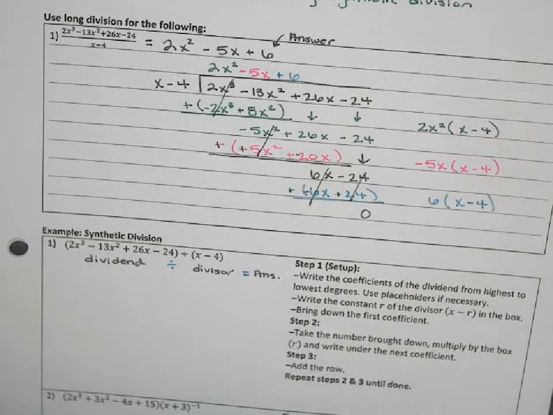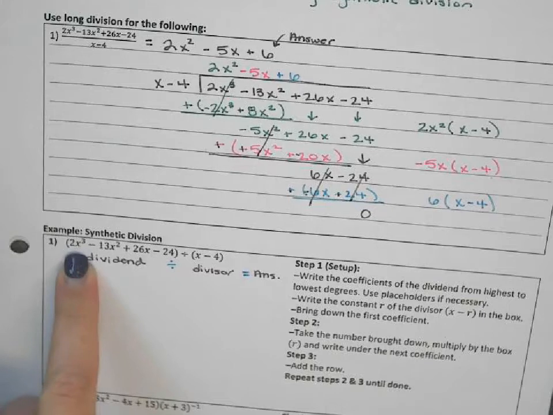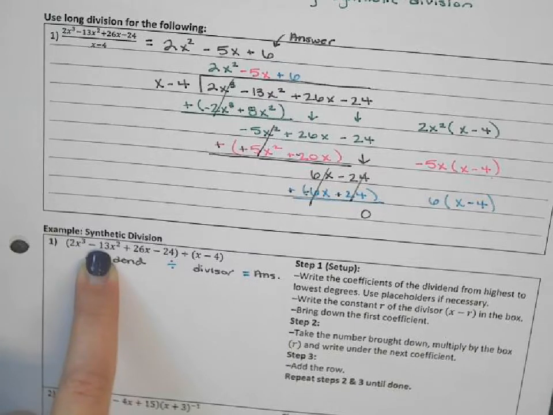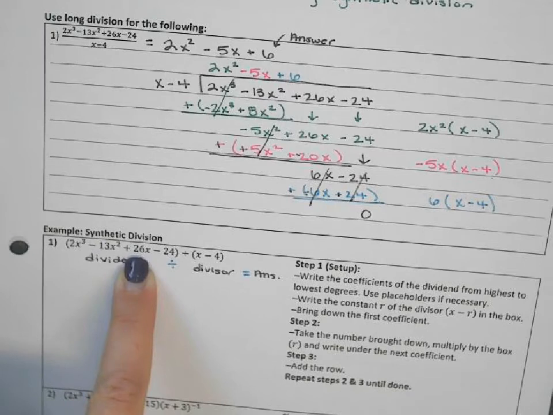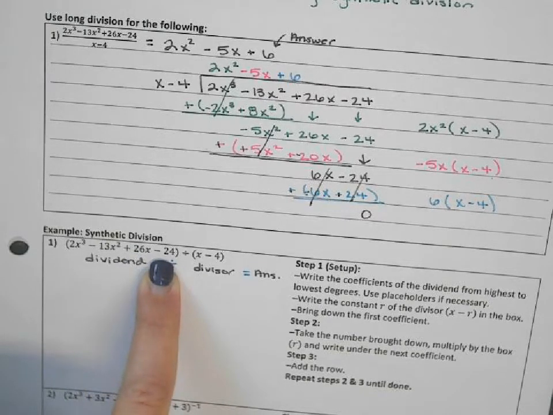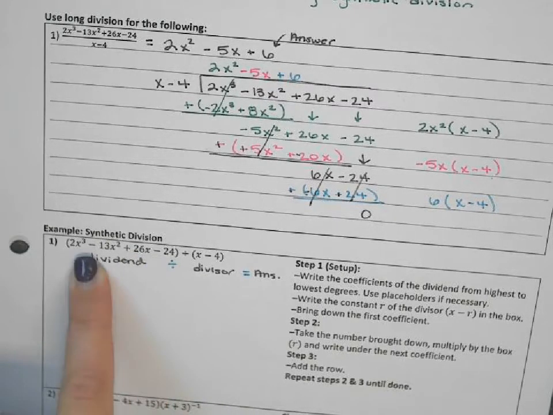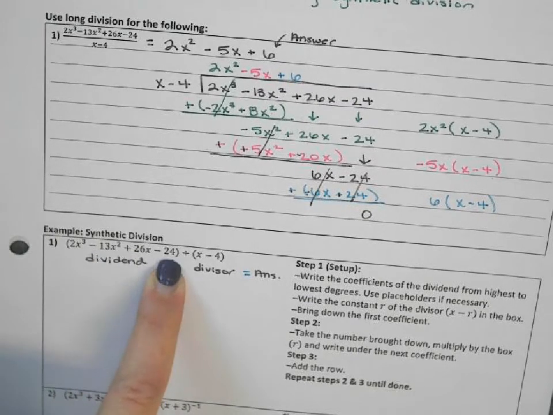Yeah, the number in front of the variable. So what's the coefficient in the dividend that comes first? What's the first coefficient there? 2. What's the coefficient in the next term? Negative 13. What's the coefficient in this term? What's the coefficient in this last term? Negative 24. So we have 2, negative 13, 26, negative 24.